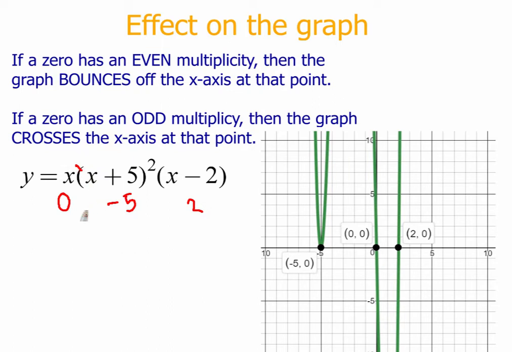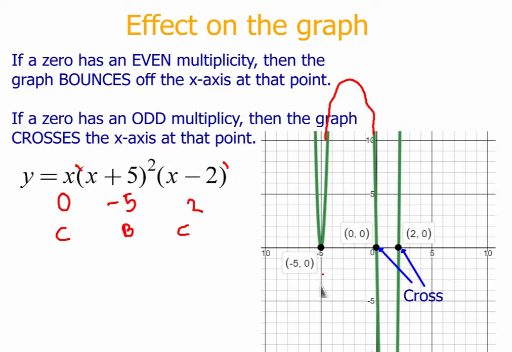The zero at 0 has a multiplicity of 1, which tells me it's going to cross, because 1 is an odd number. The zero at negative 5 has a multiplicity of 2, which tells me it's going to bounce, because that's an even number. And the zero at 2 has a multiplicity of 1 again, so once again it's going to cross. If I look at my graph here, that shows it. At negative 5, with the even multiplicity of squared, the graph comes down, bounces off the x-axis, and goes back up. At some point up here, we can't see it, the graph turns and comes back down. At 0, which has a multiplicity of 1, an odd number, it crosses, goes down, comes back up, and at 2, which also has an odd multiplicity, it crosses.